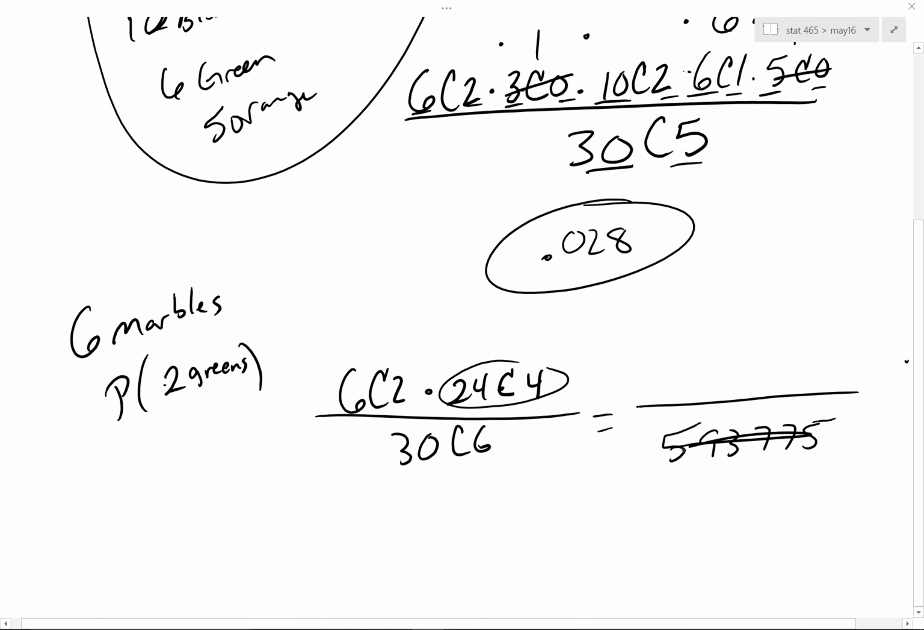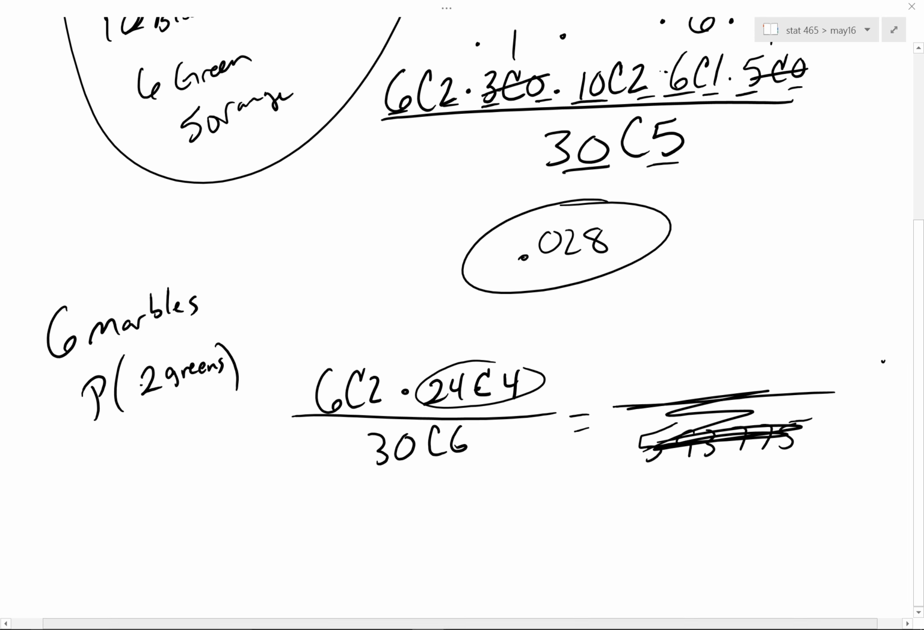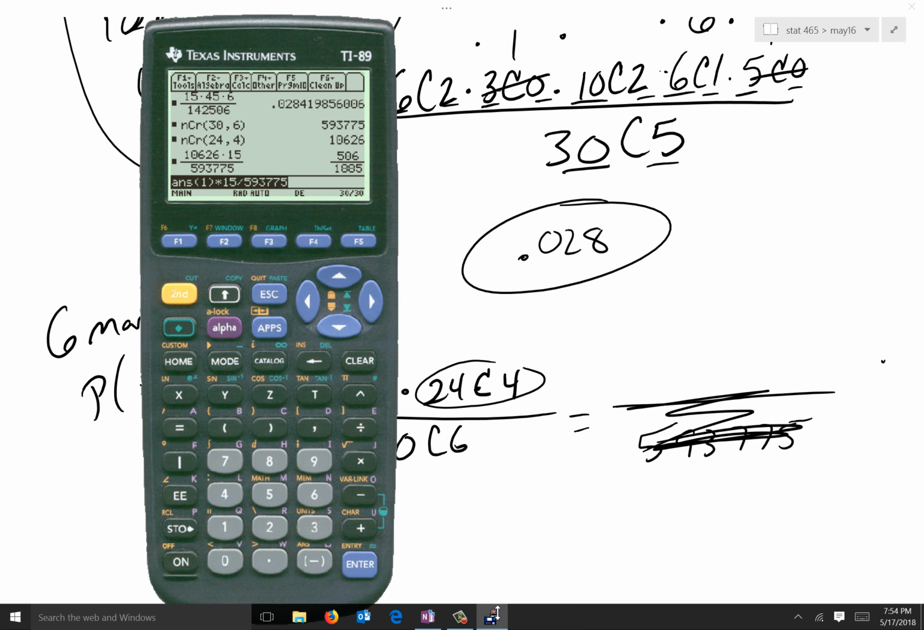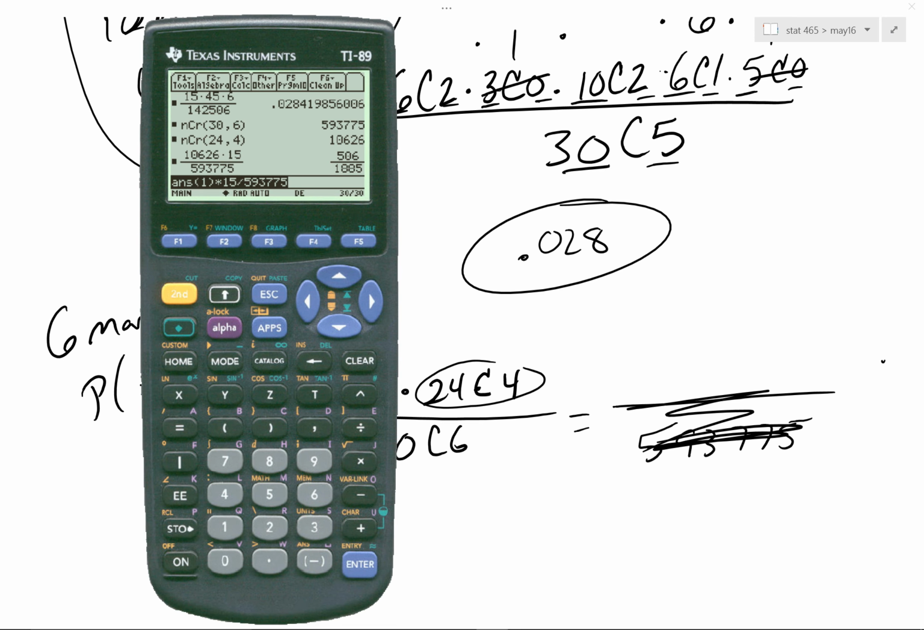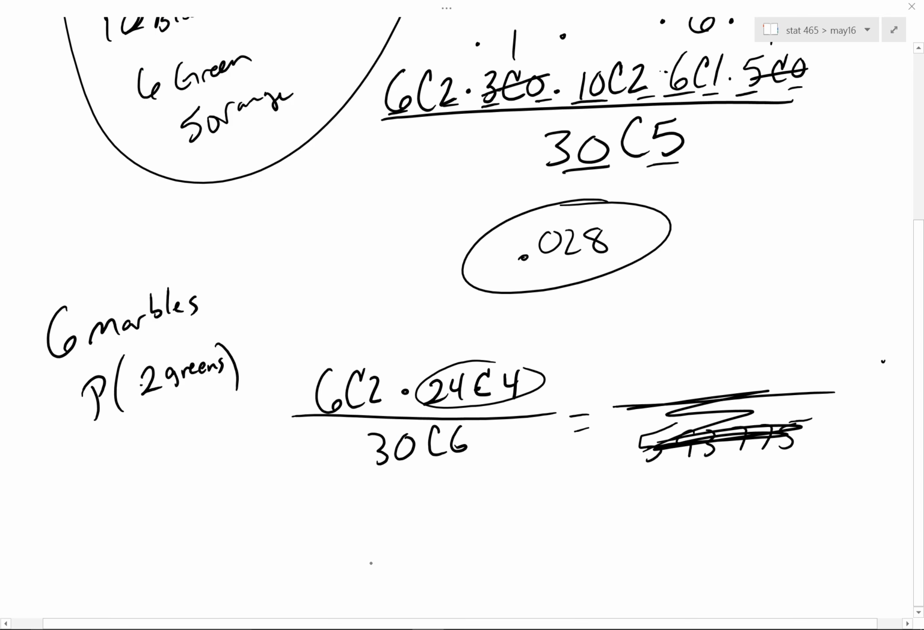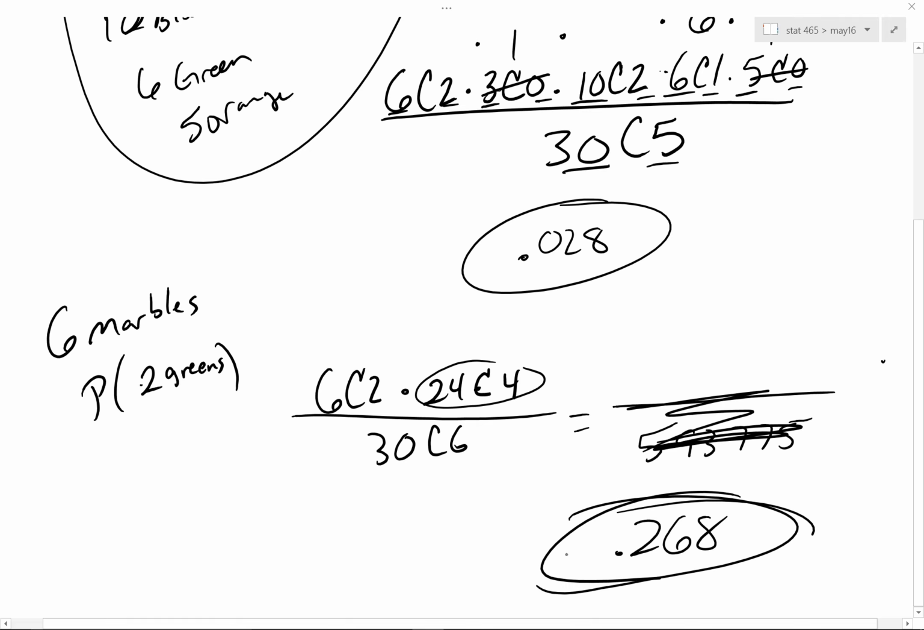I'll just rewrite it like that. I'm too lazy. There's the answer, and then I'm just going to go diamond enter. No, I'm not. I'm going to grab this guy here, go diamond enter, and it's going to be about 26.8%. Okay. Again, this is the binomial looking version of this situation.